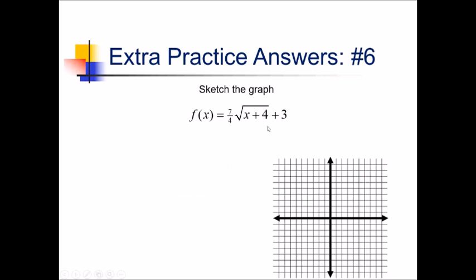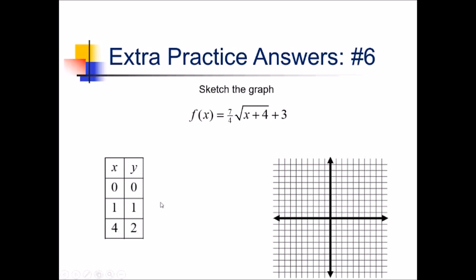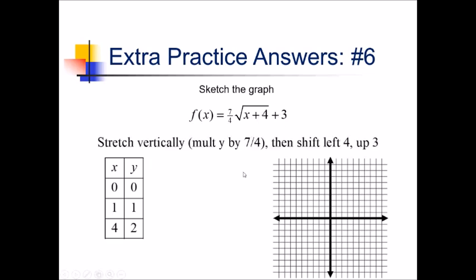To graph this square root function, I'm going to start with the parent table with 0, 0, 1, 1, and 4, 2, the same points I use every time I do one of these problems. And then let me transform that using what I've got in this function here. The 7/4 outside means that we are stretching vertically, multiplying y values by 7 over 4. For the x's, this x plus 4 in here means we're actually shifting left 4, so we'll deal with that in a minute. And the plus 3 outside means we're shifting up 3.